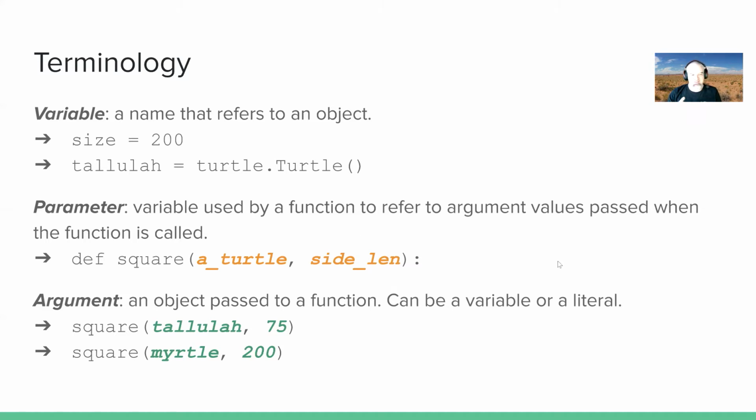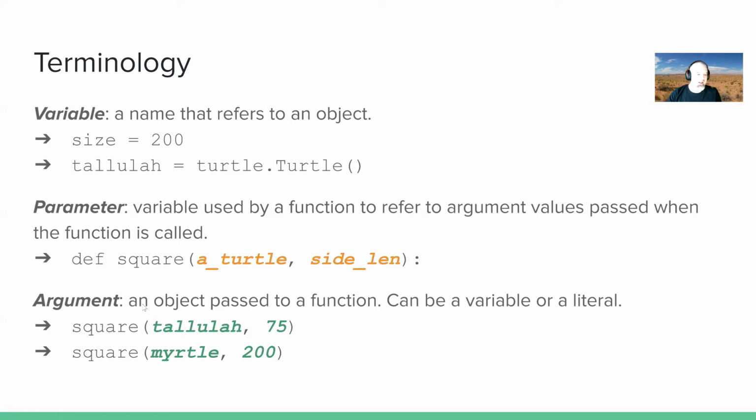A parameter is a special type of variable that's used by a function in the function definition to refer to argument values that are passed when the function is called, right? So we've talked about this at length, the difference between parameters and arguments. Parameters are only in the function definitions, and basically when you call a function and you pass an argument to it, the parameter values will refer to, or take on, the value of the arguments that are being passed to it.